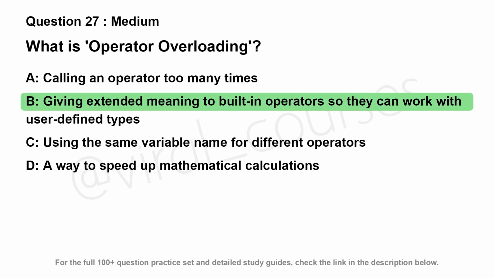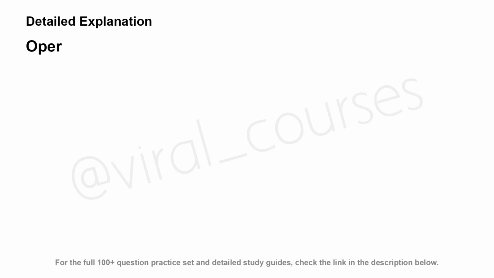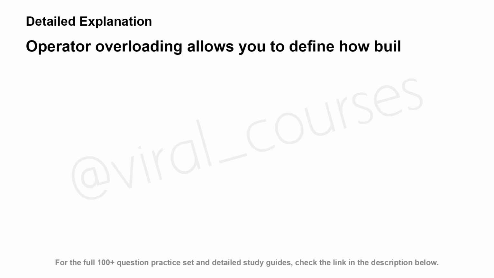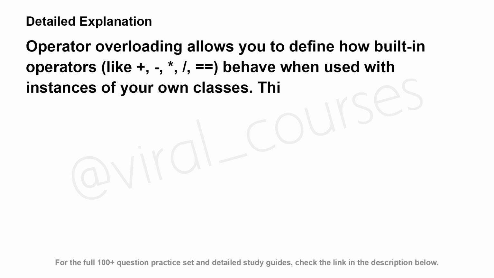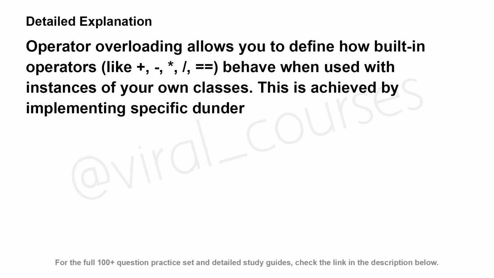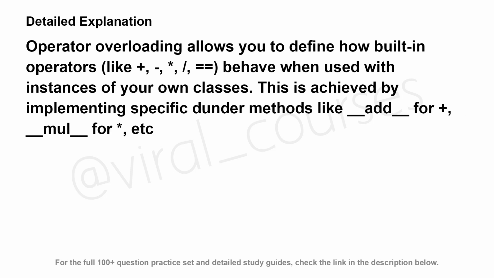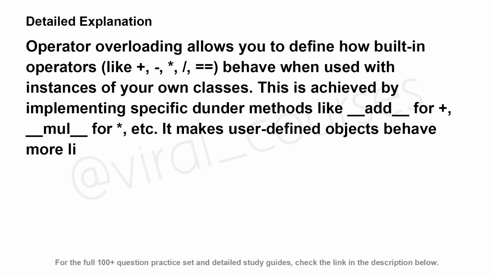The correct answer is B. Operator overloading allows you to define how built-in operators, like plus, minus, asterisk, slash, equals, behave when used with instances of your own classes. This is achieved by implementing specific Dunder methods like __add__ for plus, __mul__, etc. It makes user-defined objects behave more like built-in types.